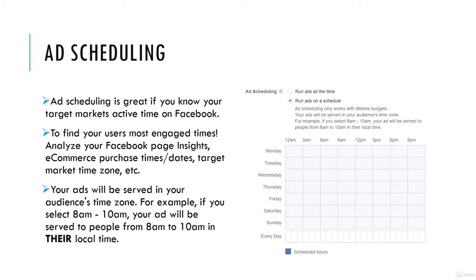So once you set your lifetime budget, scroll down to this ad scheduling, and then you can select run ads on a schedule. Ad scheduling is great if you know your target market's active time on Facebook. To find your users' most engaged times, analyze your Facebook page insights. Analyze your e-commerce purchase times and dates. Analyze your target market's time zone, etc.